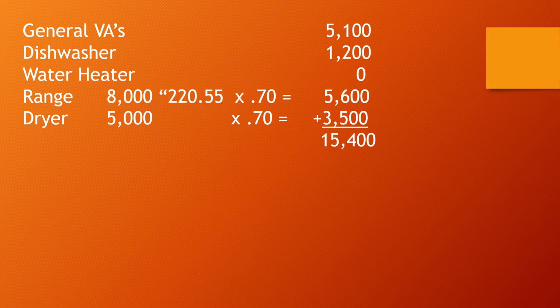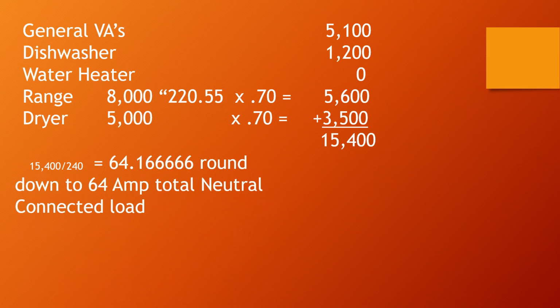So we're going to total those all together, and then we're going to divide by 240. So we're going to use basic Ohm's law, what we've learned before. We're trying to achieve amperage, so we divide our watts, which is our VAs, by the system voltage, which is 240 in this case, and that is going to give us 64.1666. You're going to round down to 64 amps total for your neutral connected load.